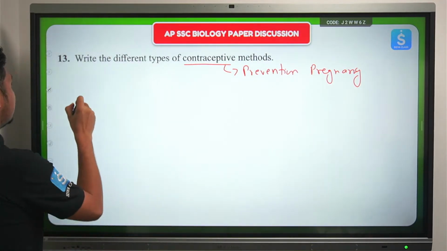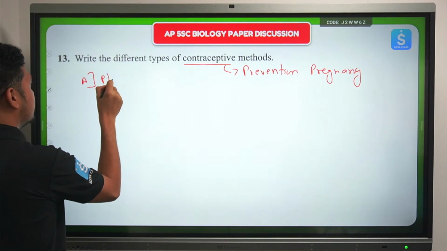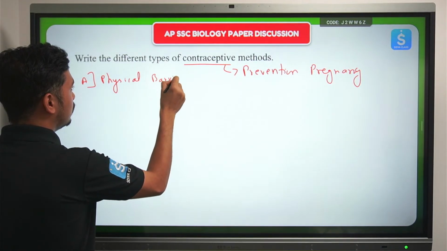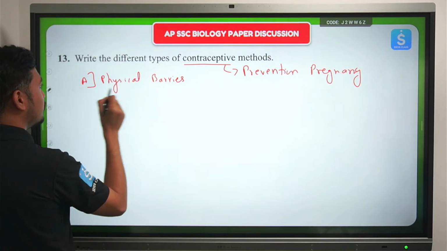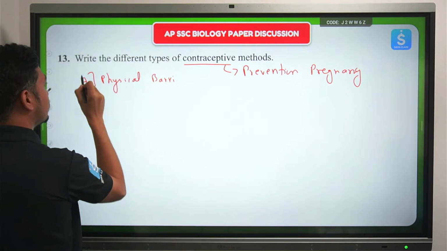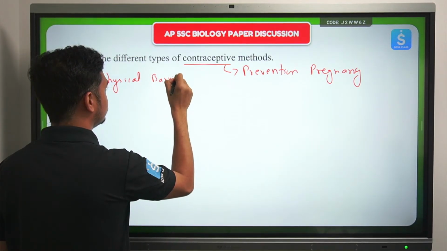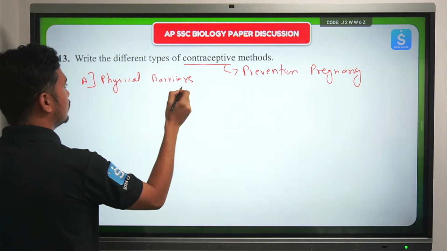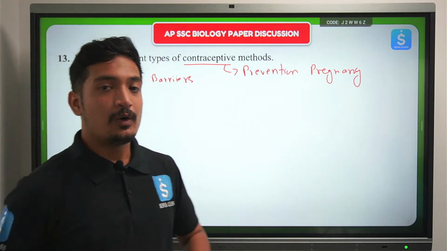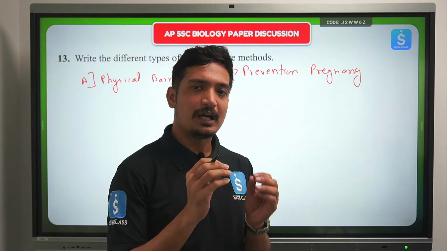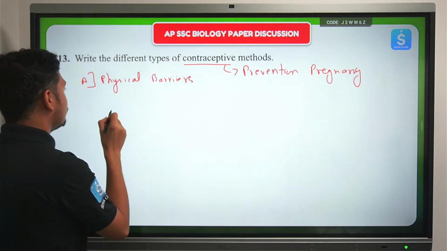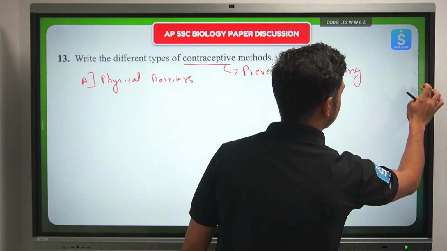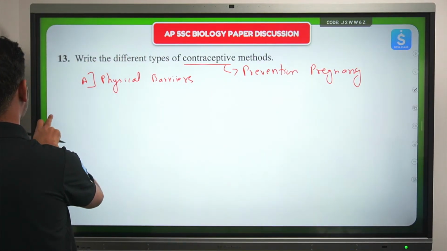So the first category over here is called creating physical barriers. Now there are several methods of creating physical barriers. I'll write the keywords and then explain them. Just give me a second. For some reason the board is giving me a hard time.